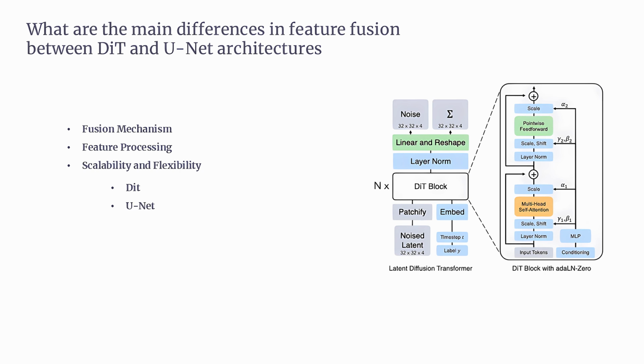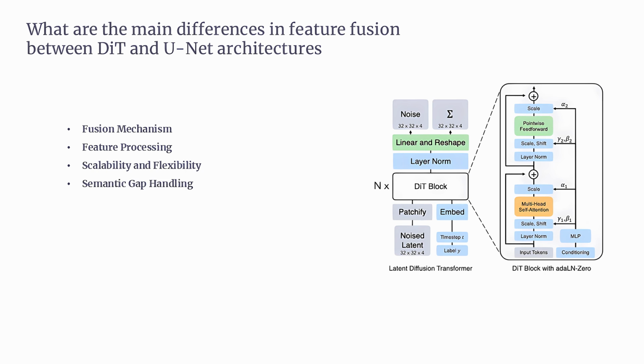For U-Net, moderate scalability. To scale, U-Nets typically increase the number of channels or layers, which may require significant architectural adjustments. Struggles with tasks involving complex conditions or multimodal inputs without modifications.